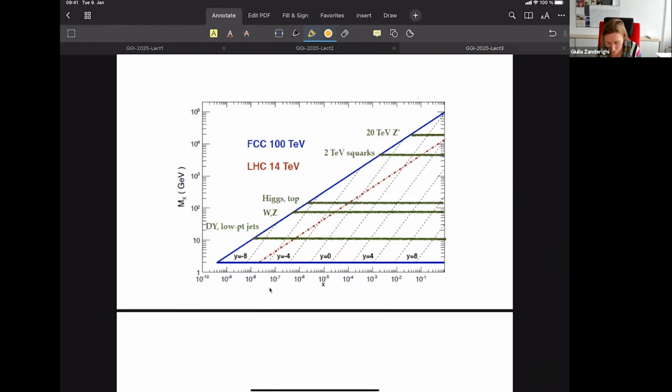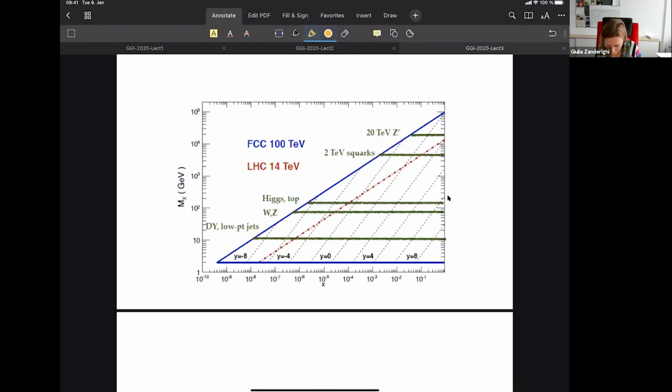So this shows the plane. Red is what is accessible at the LHC now, and blue is what would be accessible, for instance, at a future FCC machine at 100 TeV. In terms of talking about new physics, you have more energy, so you can access Z primes that are more heavy and so on.